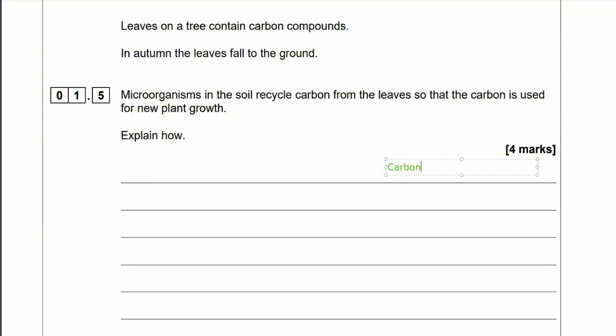Okay, let's see how to answer this question. You need to know your carbon cycle diagram off by heart. Really key for questions where you have to label the carbon cycle, but also for these 4 mark comprehension questions or explanations where you need to know the carbon cycle off by heart.